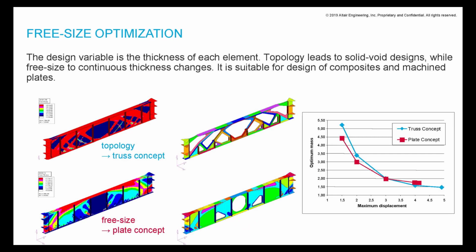The free size design variable is the thickness of each element. Topology leads to solid void designs, while free size leads to continuous thickness changes. It is suitable for the design of composites and machined plates.